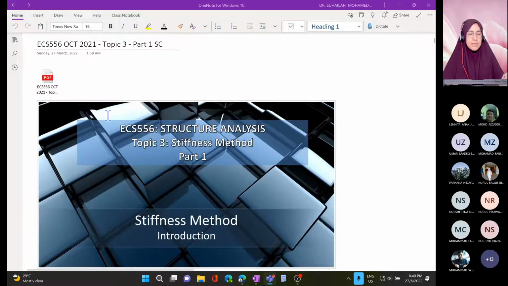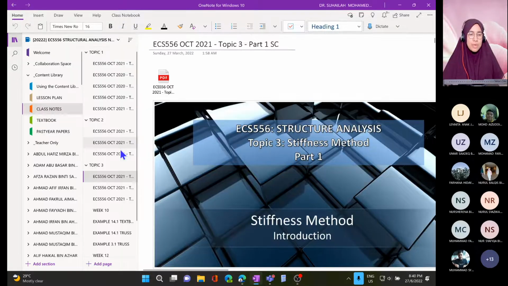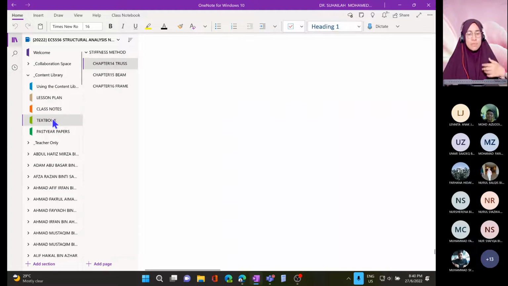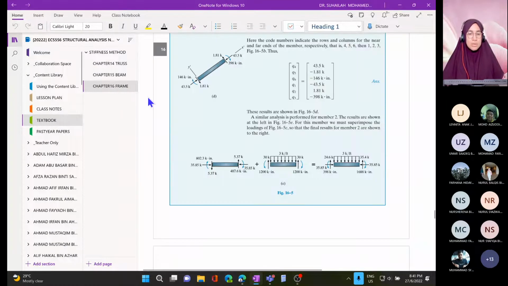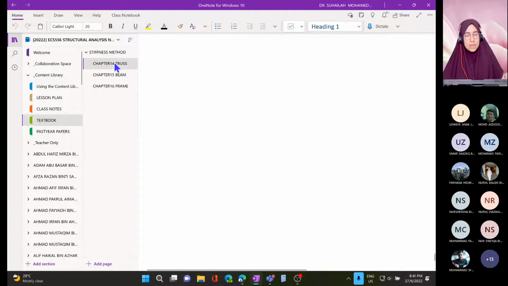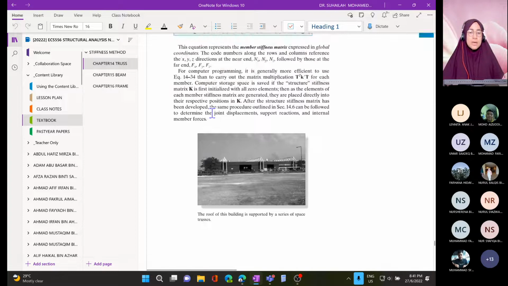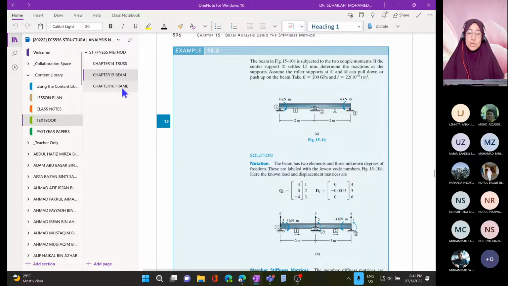And actually the stiffness matrix method, okay, if we refer to the textbook, it is under chapter number 14, chapter number 15, and chapter number 16. So if we look at the textbook, truss structure is discussed first, because when we compare between truss, beam, and frame using the stiffness method, truss is the simplest one. So that is why truss is discussed first in the textbook, followed by beam, and the last one is frame.